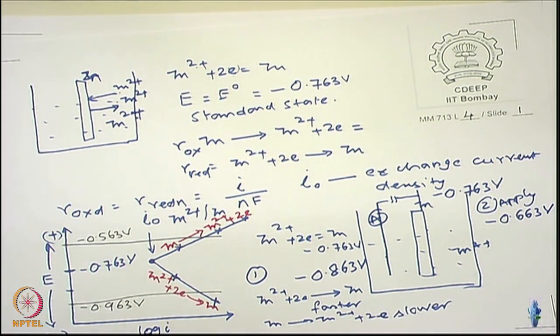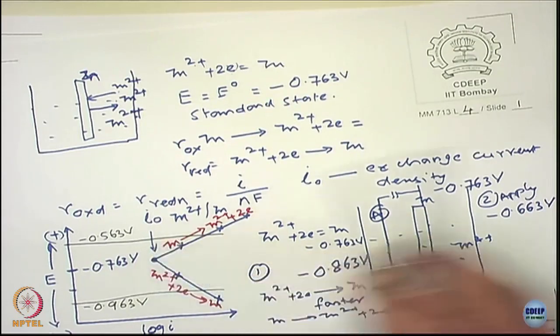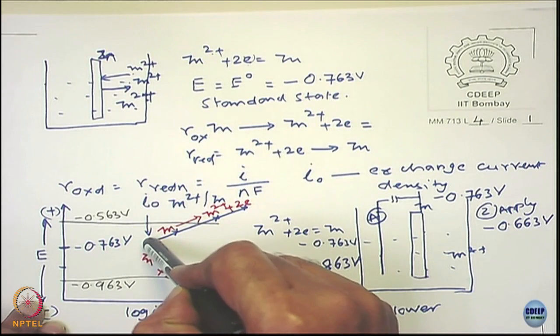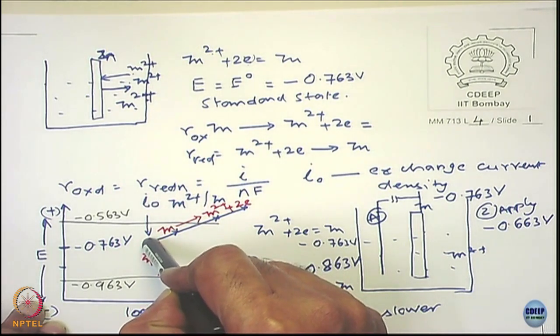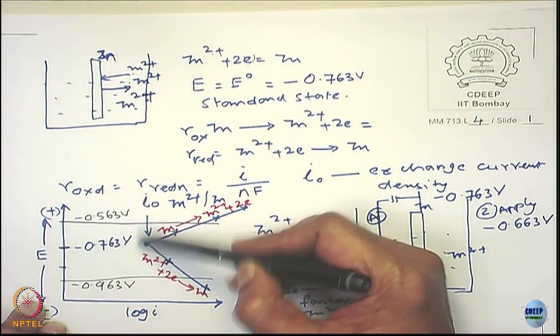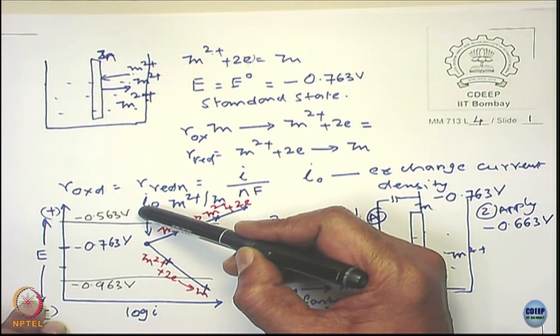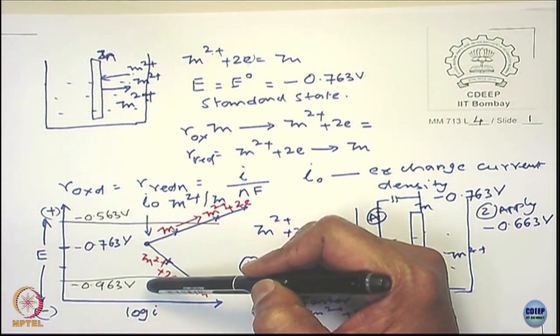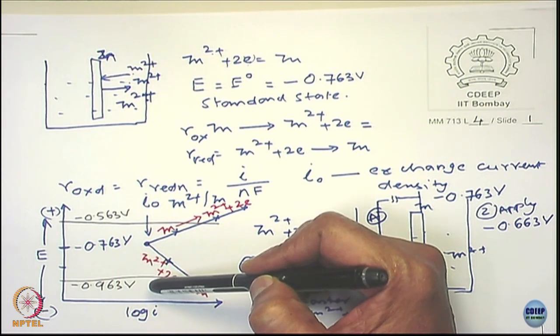To illustrate further, suppose I take copper. What will be the value here for copper? Plus 0.337, right? If you move up, it is positive. Slightly move down, it is still positive. I can have oxidation and I can have reduction.